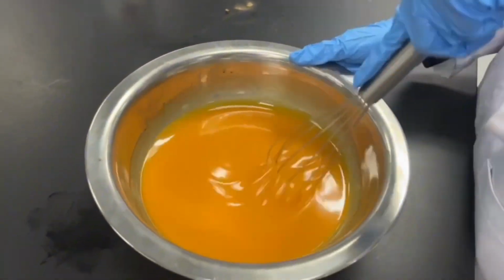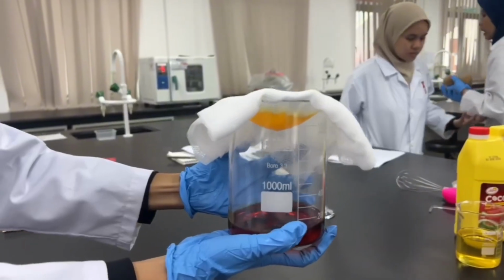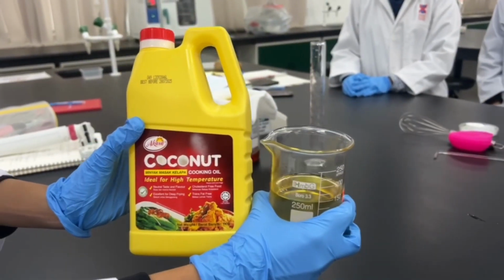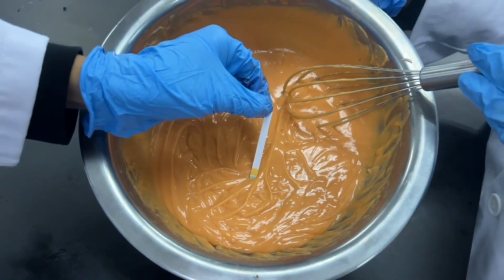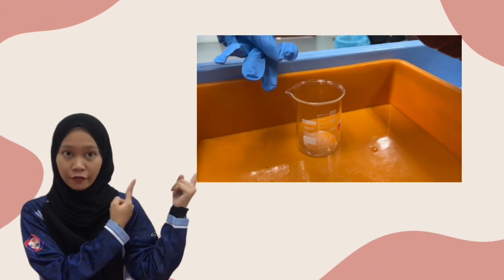In a nutshell, this experiment aimed to produce natural bar soap from used cooking oil and coconut oil, and also to determine the pH of the soap before and after curing. For this soap making process, we followed a series of steps as shown in the video above.